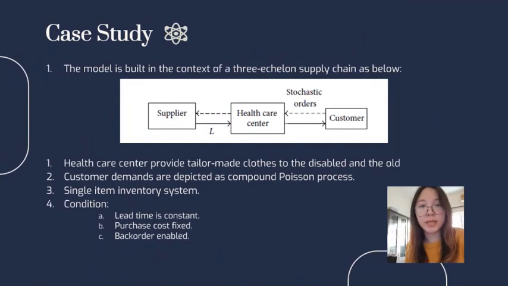Next, we will move to the case study of this article. The model is built in the context of a 3-echelon supply chain as shown below. The supplier will supply their stock to the healthcare center, then the healthcare center will supply their stock to the customer, which is they will provide some tailor-made clothes to the disabled and also the old. Customers will sometimes demand from the healthcare center, and the customer demand is depicted as a compound Poisson process.